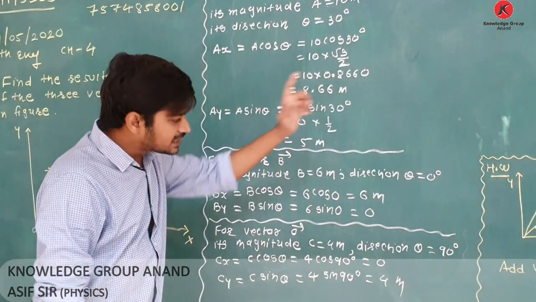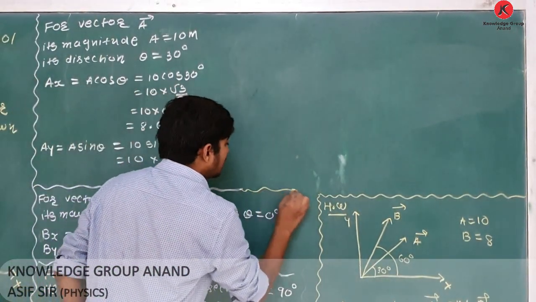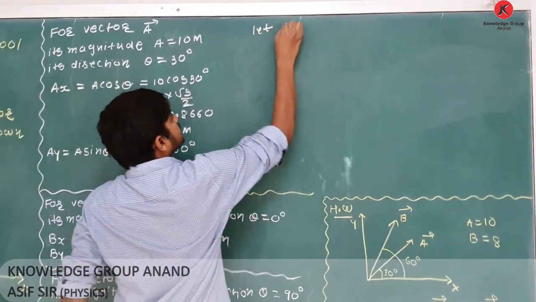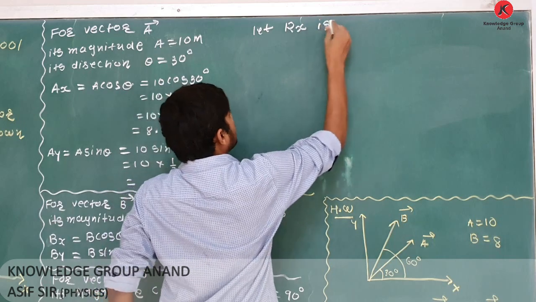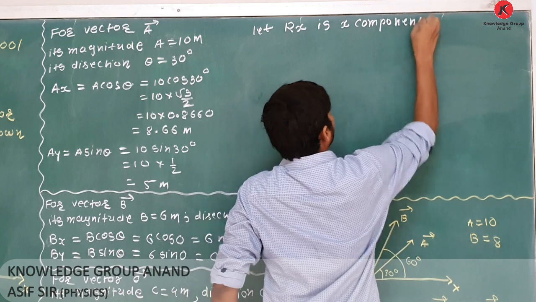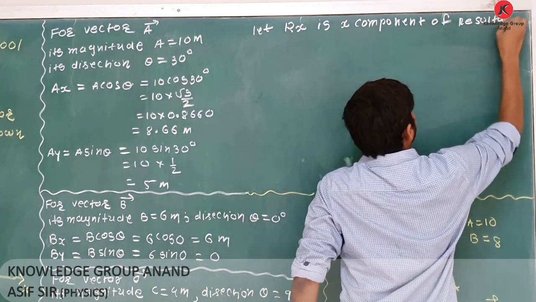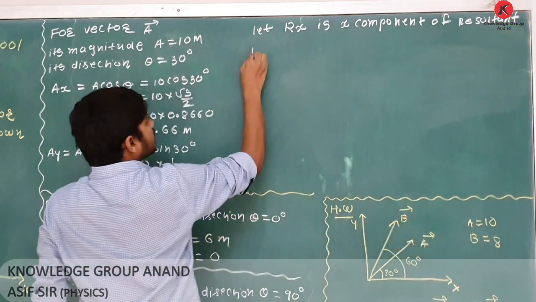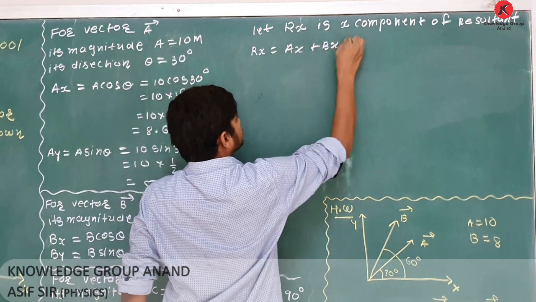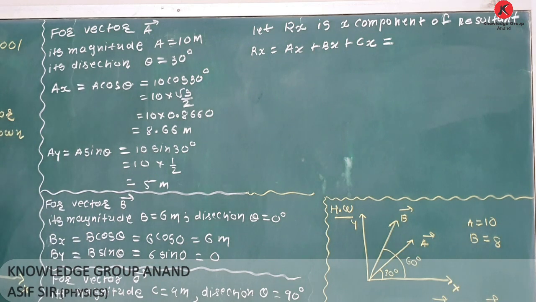Now we will find its resultant vector. See. Now for resultant vector, let Rx be the x component of resultant vector. Okay, then how to find Rx? Yes, you know the equation. Rx is equal to Ax plus Bx plus Cx.